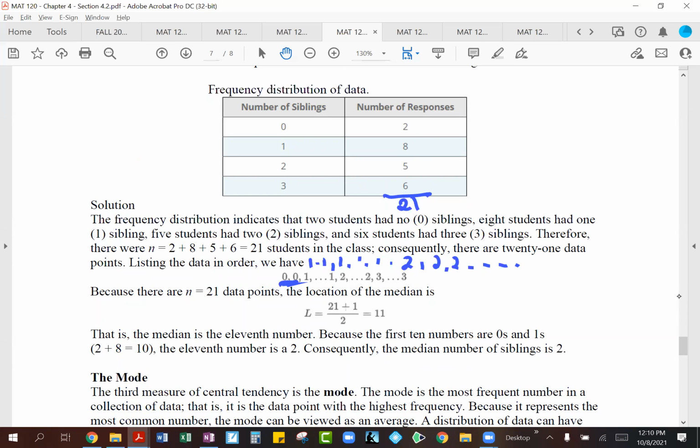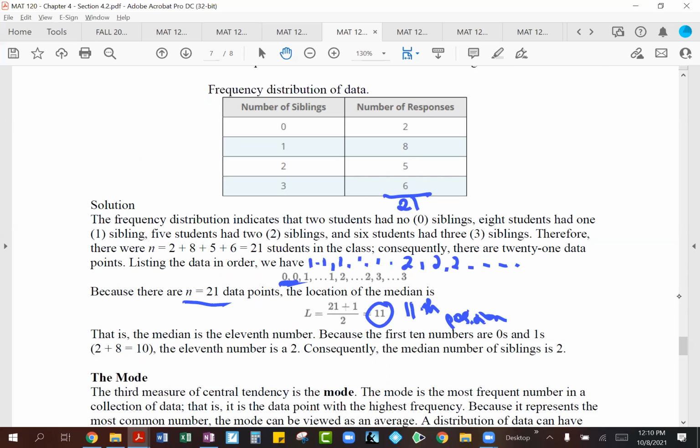So what you do in frequency distribution examples is add your frequency column, get what your n value is going to be, how many total data values you have, and then use the position formula. So 21 plus 1 is 22. 22 divided by 2 will give us 11. So you are trying to find the 11th position in your frequency distribution.